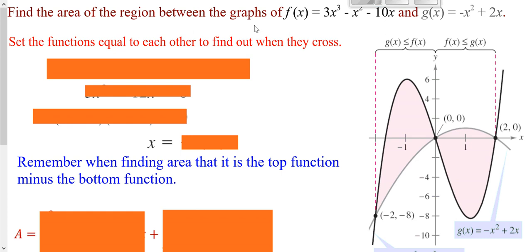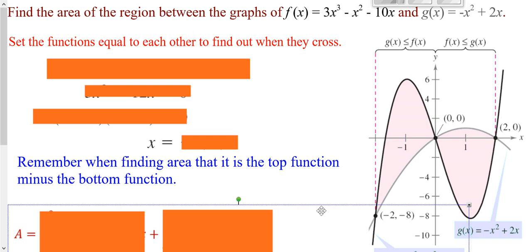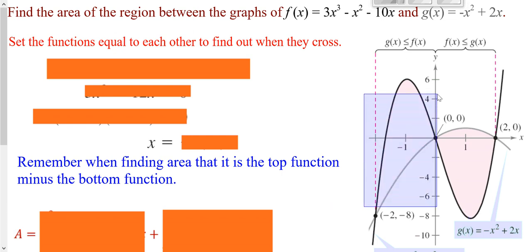So here we're trying to find the region between this graph and this one over here. So in other words, we have a cubic function and we have a parabola. Well, if you look at your graph, you'll notice in this region here, your cubic is on the top and your parabola is on the bottom. But when you look at this region over here, your parabola is on the top, your cubic's on the bottom. So we're going to have to do two separate integrals.